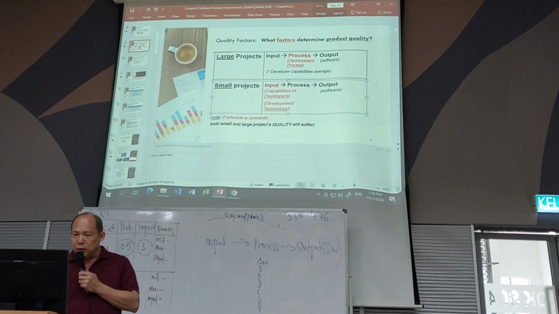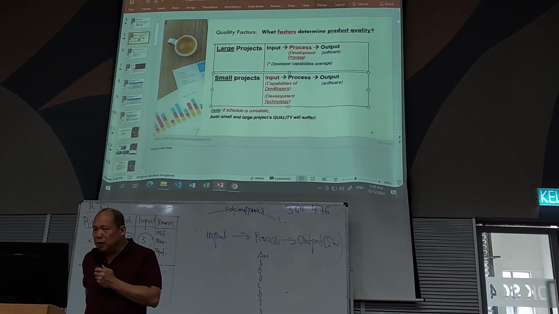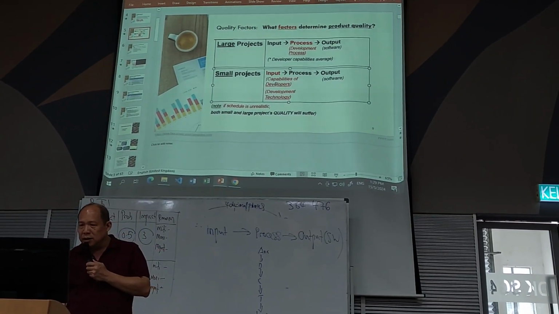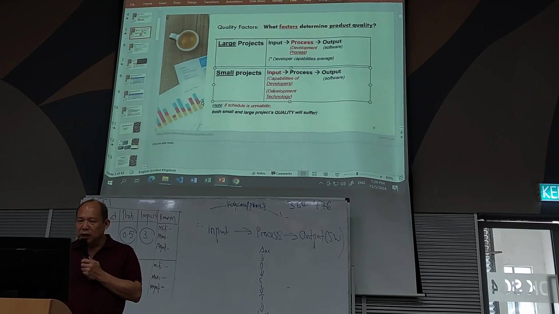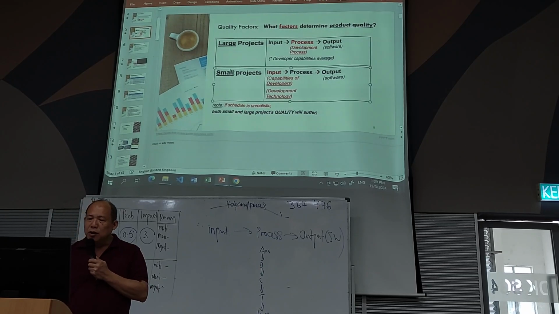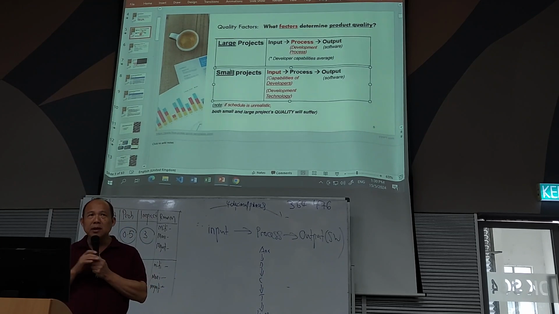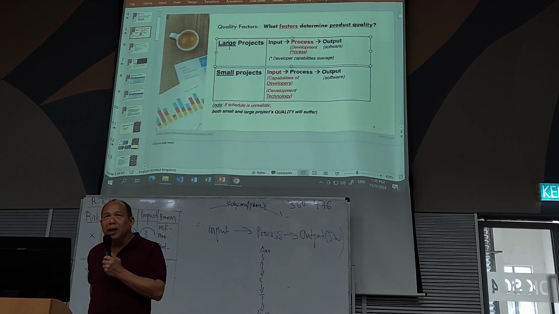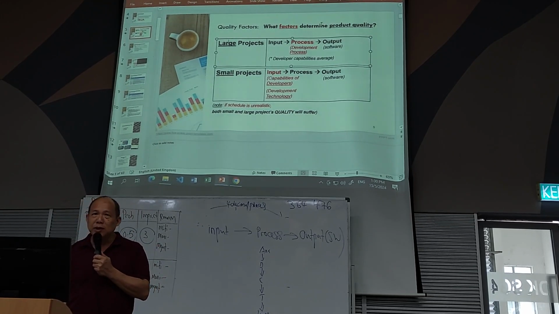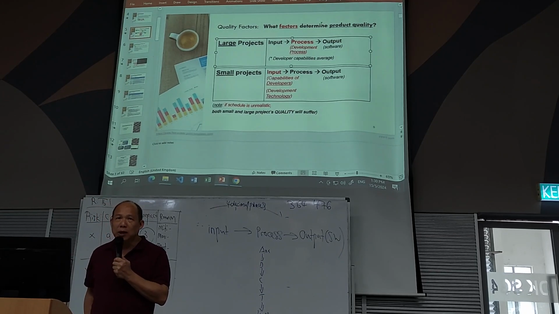But for small projects, what determines the software quality is the capabilities of the developers and also the technology used. Small projects are handled by small companies. For small companies, the quality of software produced is determined by the capability of the developers and the technology that you use. Large projects are handled by large companies, so the process determines the software quality.